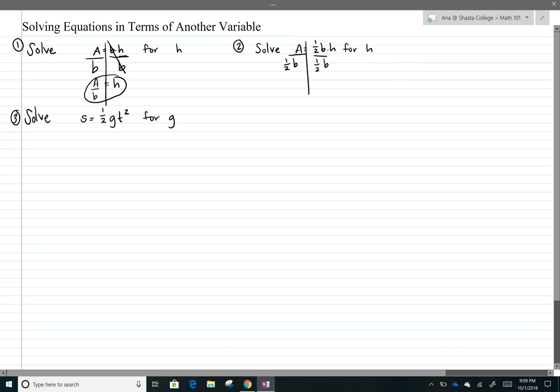So instead of dividing both sides by 1/2, I can actually multiply both sides of the equal sign by 2. So if I take A equals 1/2 base times height, and I multiply this side of the equal sign by 2 and this side by 2, I have 2A. Half of 2 is 1. 2A equals base times height. I divide both sides by base, and B divided by B is 1. So height is equal to 2 times the area divided by B.